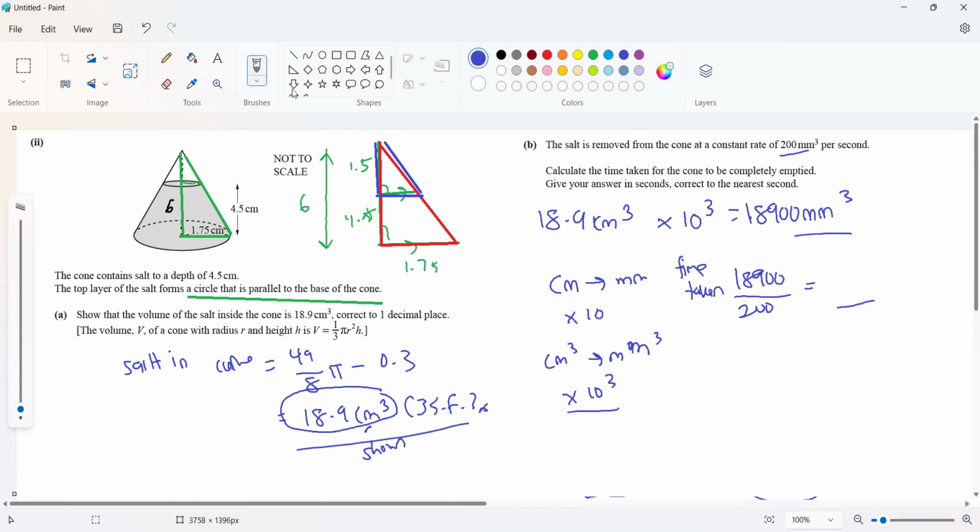And we know the answer will be in seconds because this is millimeter cube per second. So 18,900 divided by 200 will give us 94.5 seconds. And they want the answer to the nearest second. So it's 95 seconds. Although it's 2 significant figures, it is the answer that they want because they want us to write to the nearest second, not the nearest millisecond. Yeah. The decimal for seconds is millisecond.